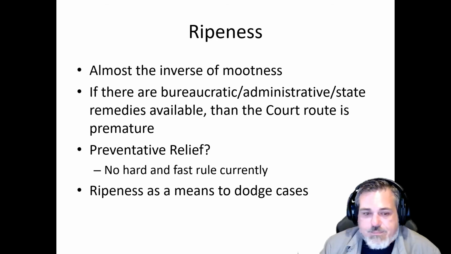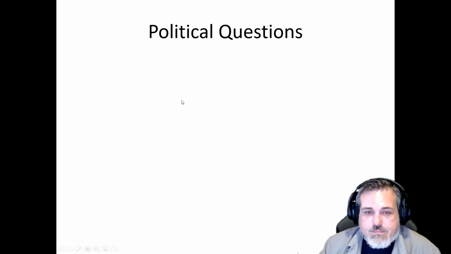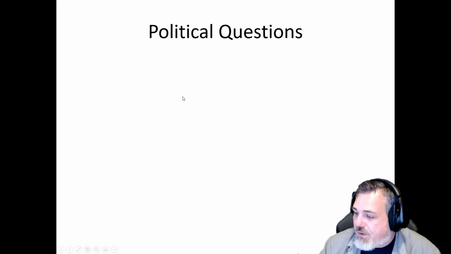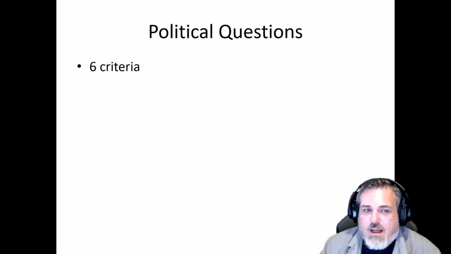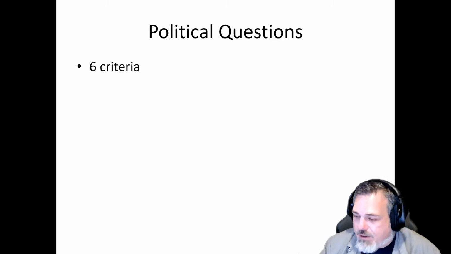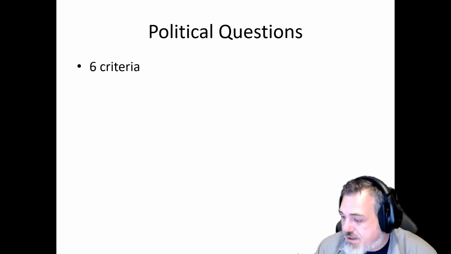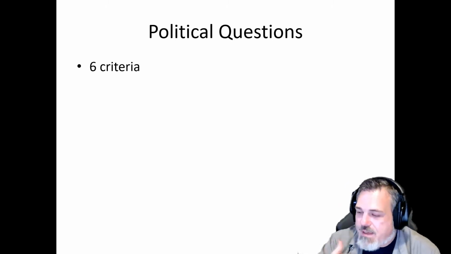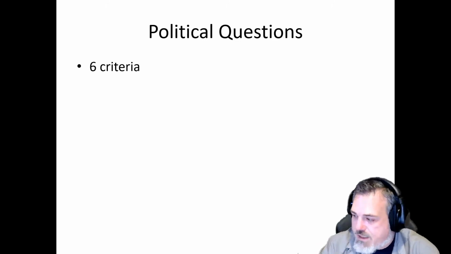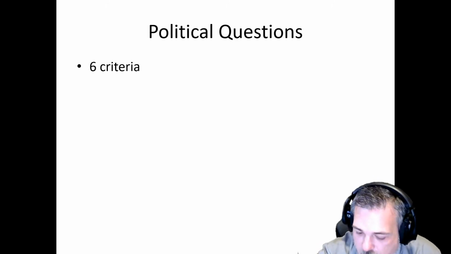All right. Now political questions. If you thought ripeness was a means by which to dodge cases, well, welcome to the political question doctrine. There are 6 criteria under the political question doctrine. And generally, the Supreme Court states that there is a prohibition for them handling political questions, and political questions sort of meet these 6 criteria. If you meet one of these criteria, that can be considered a political question.